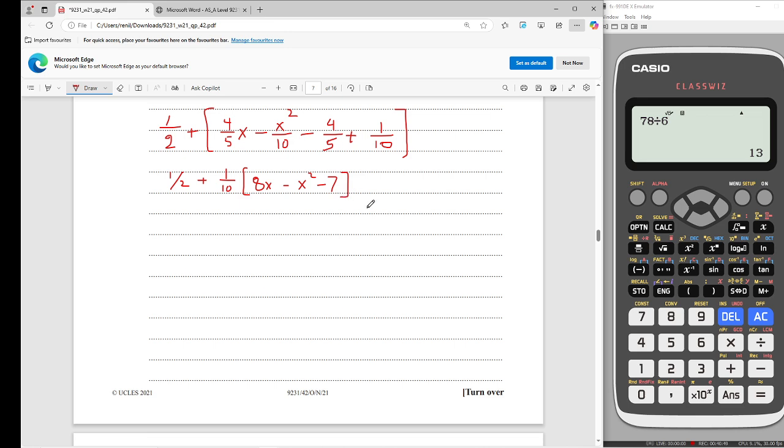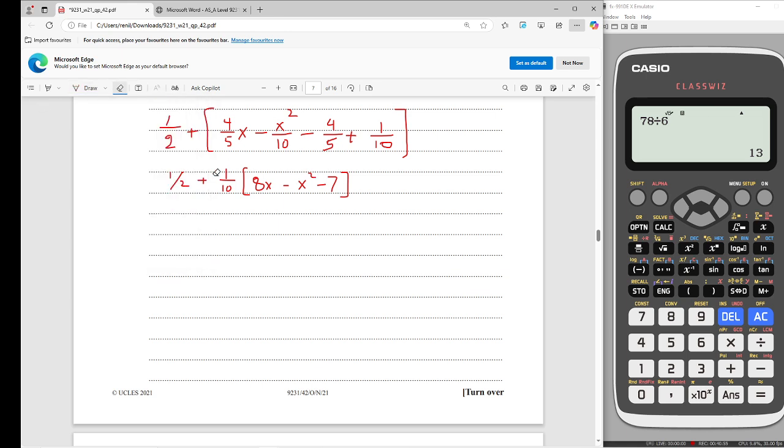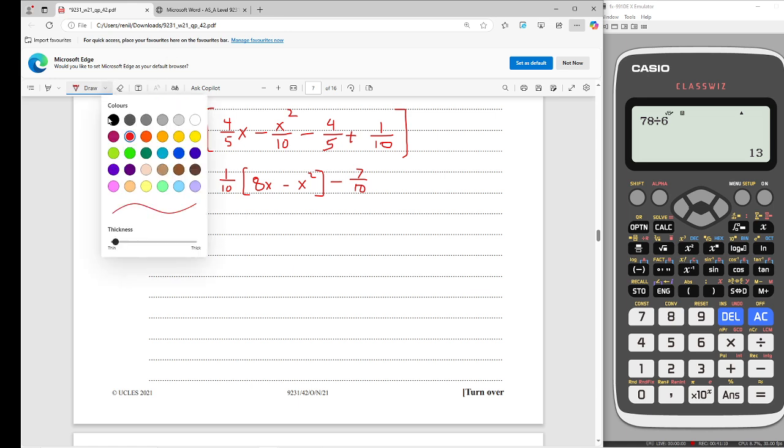But now we can take this negative 7 outside the bracket. So what I'm going to do is multiply 1 by 10 with negative 7, so you get negative 7 over 10. And so now we just need to add 1 by 2 with negative 7 over 10. But given that we don't have much space, let's just write our final answer.